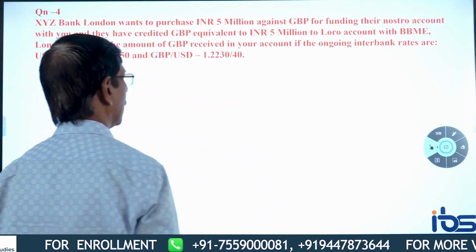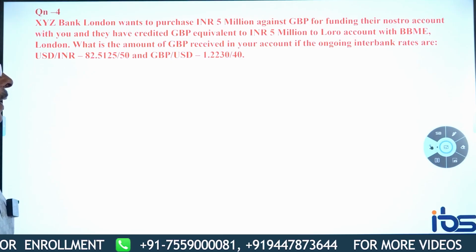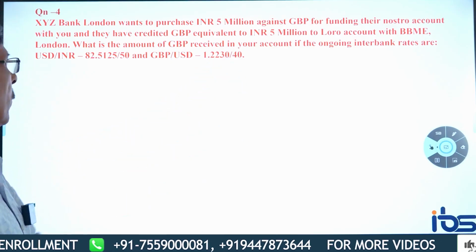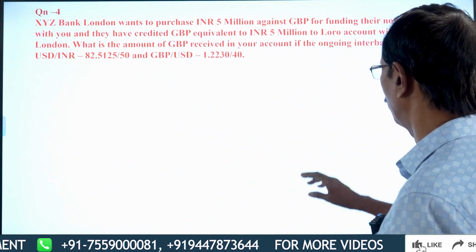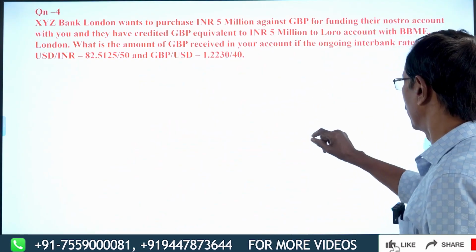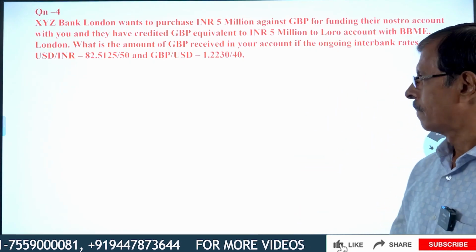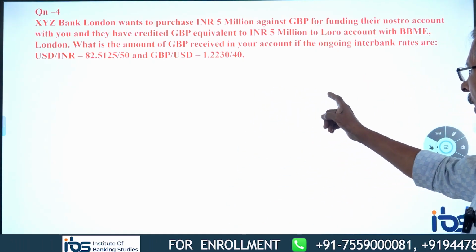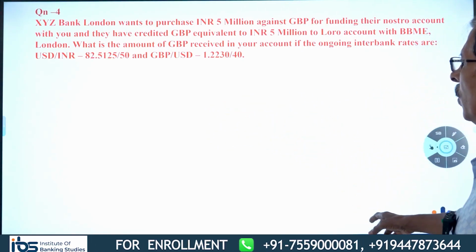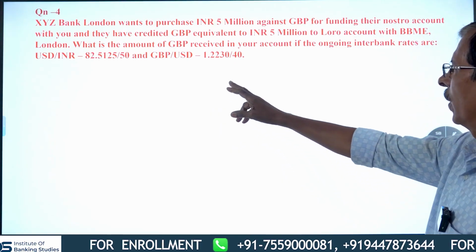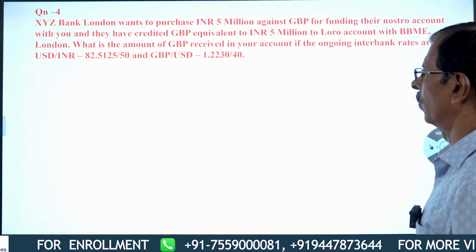We'll move on to the next question. XYZ Bank, London, wants to purchase Indian rupee 5 million against GBP for funding their Nostro account with you, and they have credited GBP equivalent of Indian rupee 5 million to the Loro account with BBME London. What is the amount of GBP received in your account if the ongoing interbank market rates are USD INR 82.512550 and GBP USD 1.223040?